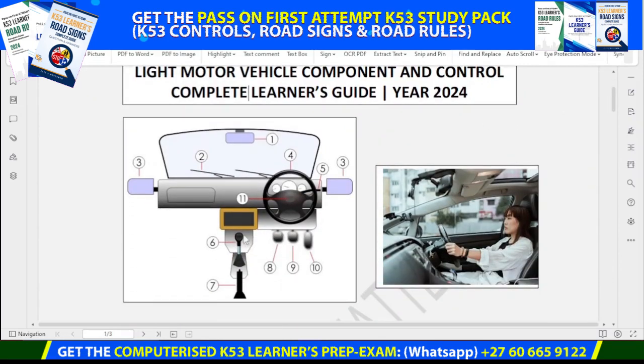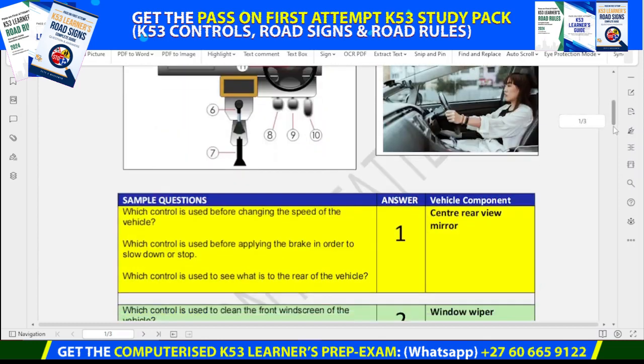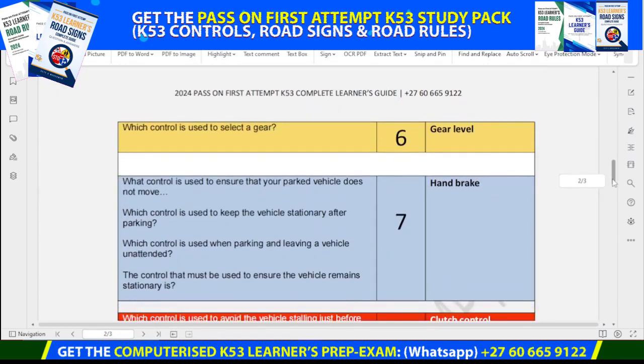So control 6, yes, that is the gear lever, right? The gear lever is used to select a gear. So if the question says which control is used when selecting a gear, just know that's the gear lever, and that's control 6.